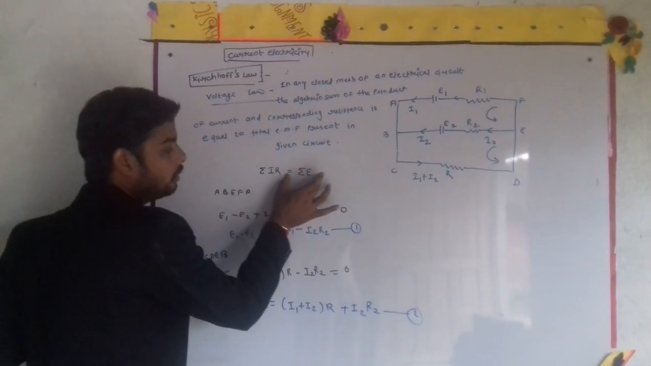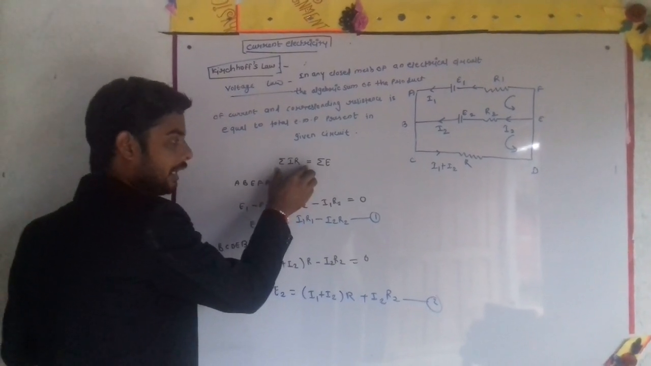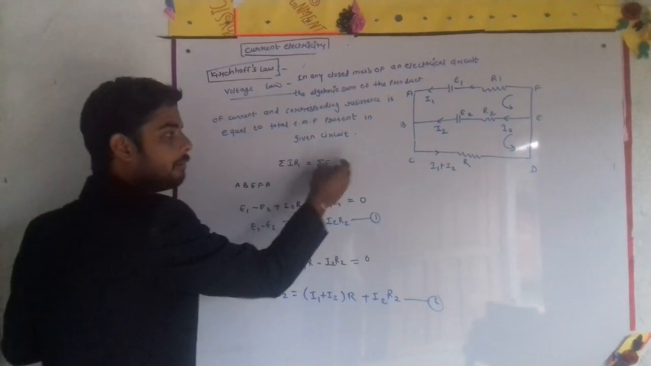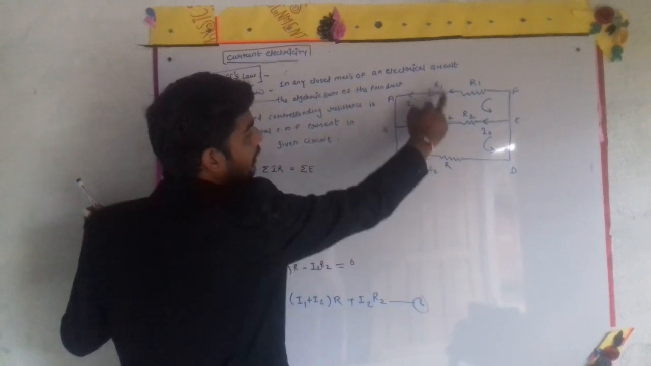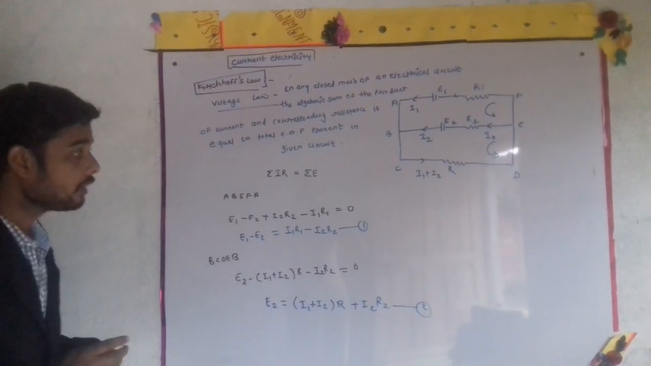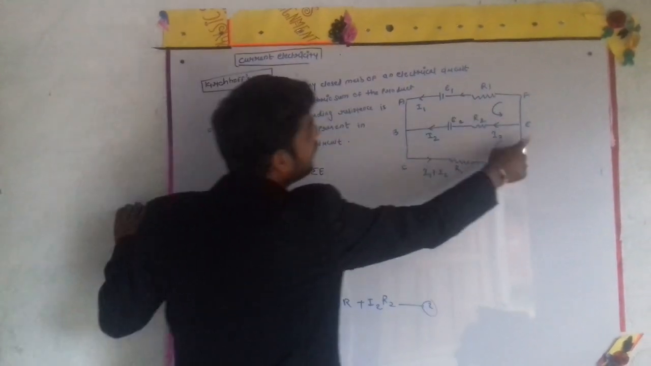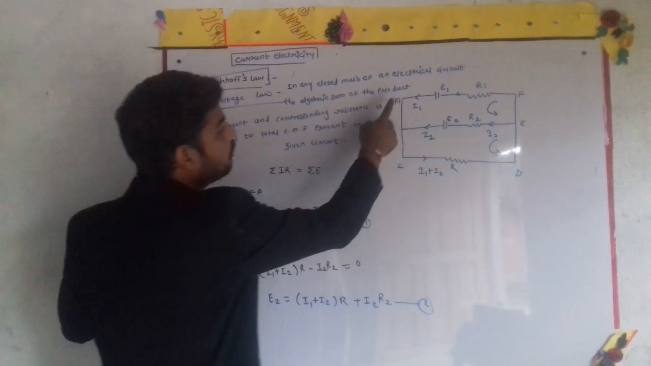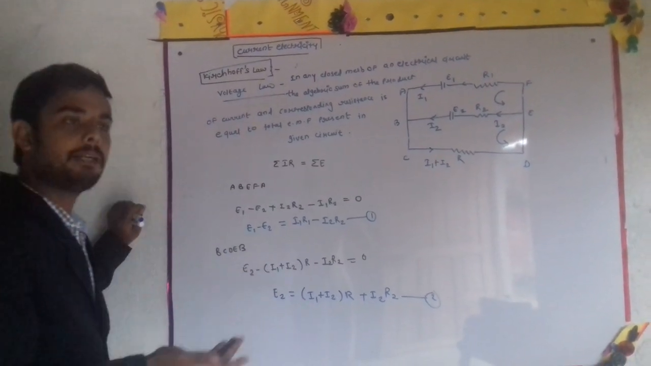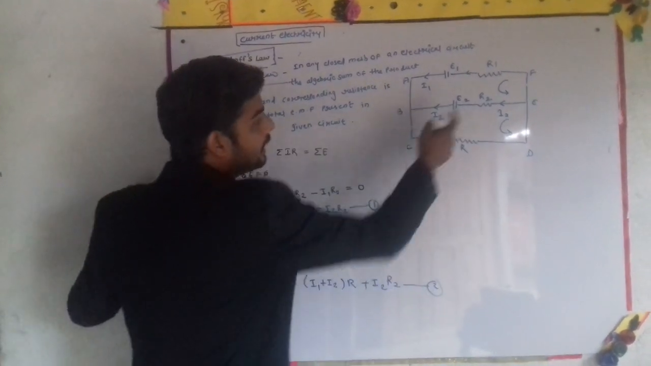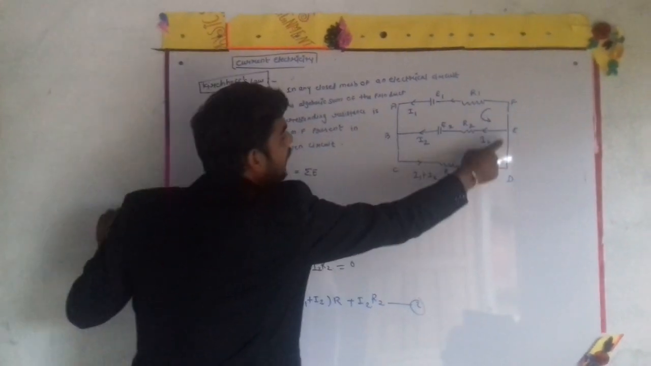Summation IR equal to summation E, where I is the current and R is the resistance. The product of current and resistance is equal to the total EMF present inside the circuit. Suppose that E1 and E2 are the EMFs of this circuit. So we'll use Kirchhoff's law in the closed loop A, B, E, F, A. We are taking this loop A, B, E, F, A. If we are leaving from the junction, then current is taken negative. If we are entering in this direction, then current is taken positive.